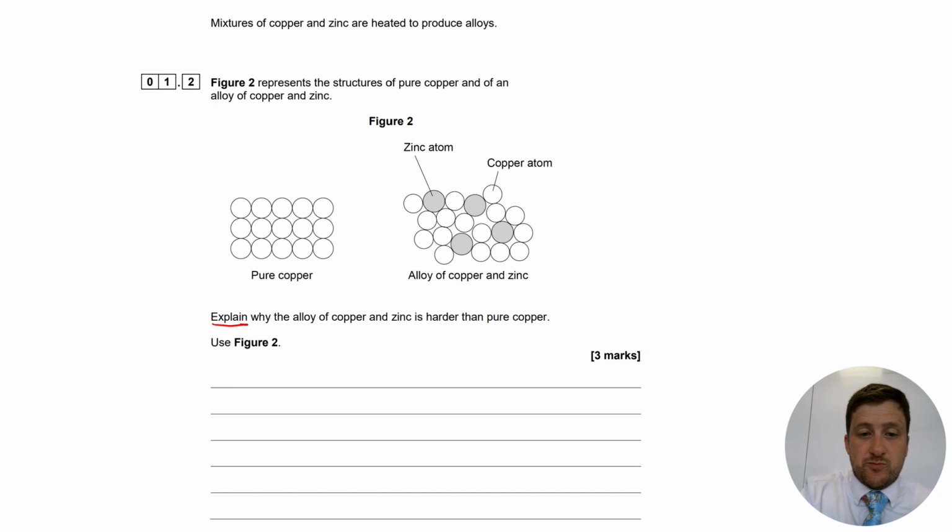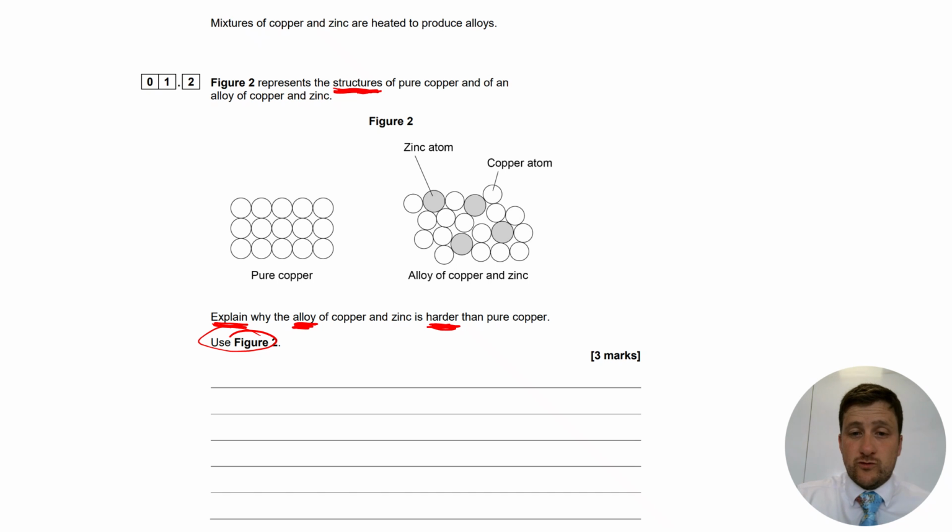And we start with explain. That's going to tell us we need to say because or so or therefore. And alloy. Explain an alloy, essentially. They're talking about it being harder, but a lot of our explanations for alloys are actually going to be the same thing. They all link to its structure, which if you notice right at the top, they give us that clue as well, because they talk about the structure of pure copper and an alloy of copper and zinc. So what are we going to say? Well, it says you use figure 2. They're helping you out. They're telling you to use figure 2.